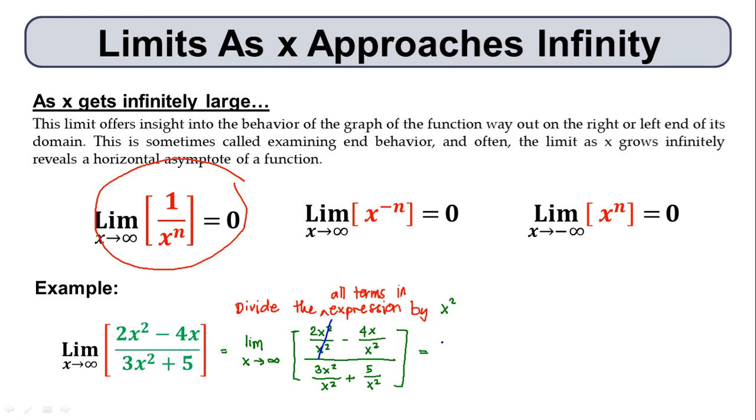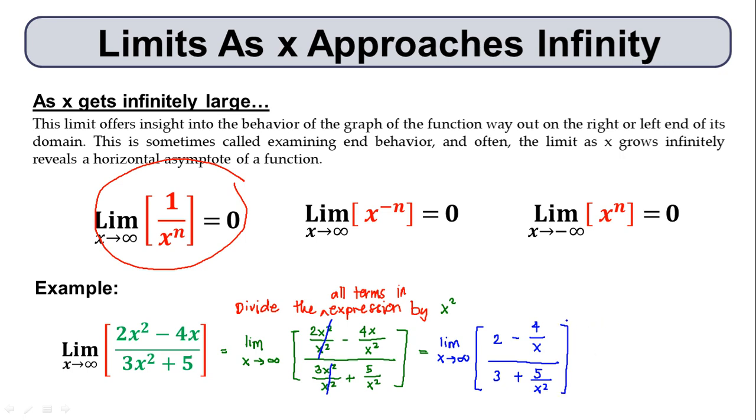Dito naman, matitira dyan is the limit as x approaches infinity ng ating function na natira dito is 2 minus dito naman ang natira is 4 over x dahil ang naiwan ay 2 dito, x. So x na lang yan, nag-cancel yung isa. Tapos sa denominator, mag-cancel ulit ito. We now have 3 plus ito naman 5 over x squared. Wala tayong magawa na dito. Yan na siya.